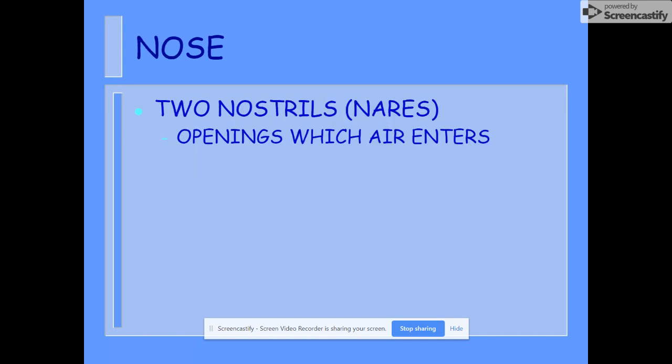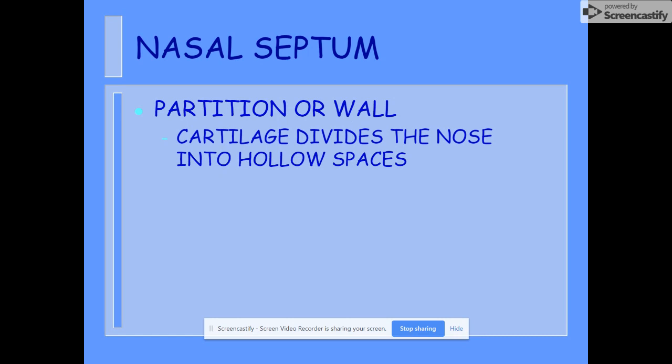Your nose, you have two nostrils. They'll be referred to as nares, and they are the openings in which the air enters. The nasal septum is a partition or a wall that divides the nose into the hollow spaces. So it's what separates your nose into a right and a left half.